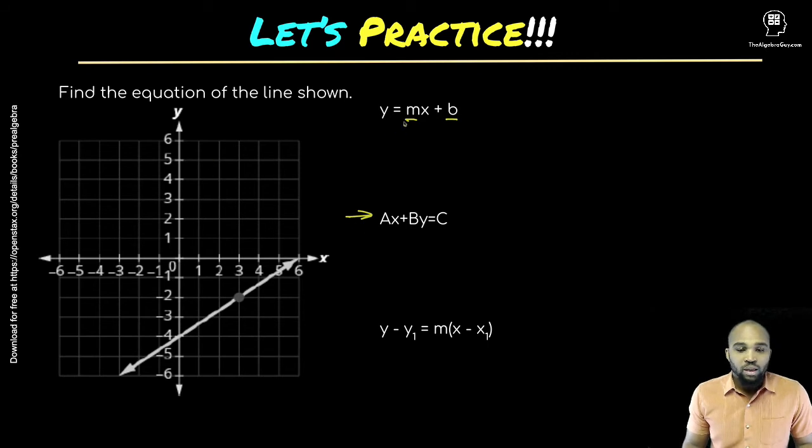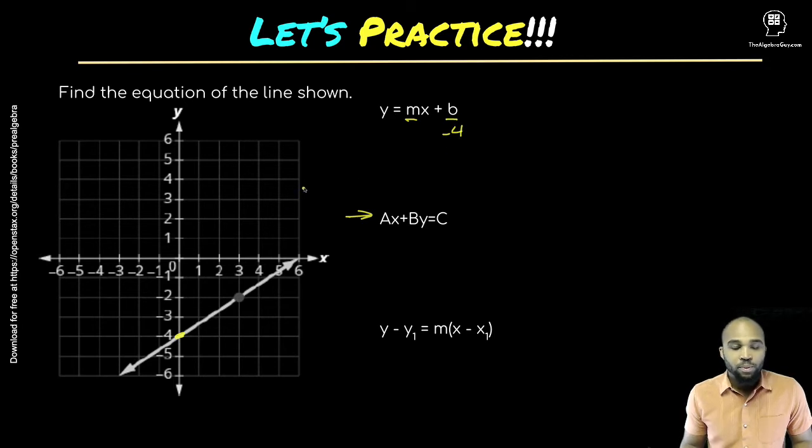So let's do that. In order to have an equation, we need two pieces: the slope and the y-intercept. Let's start with the y-intercept. The y-intercept is easy, right? Because it's just right here. It's intercepting at -4, so I know my b is going to be -4.